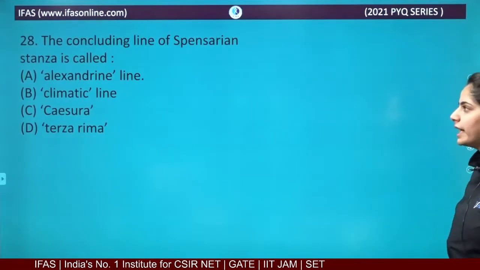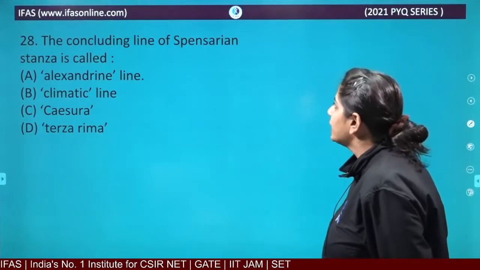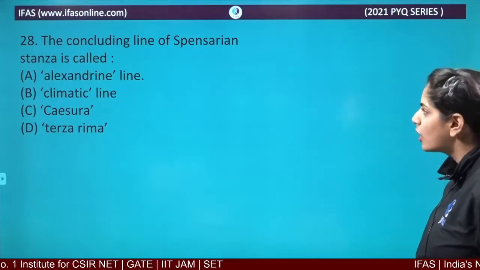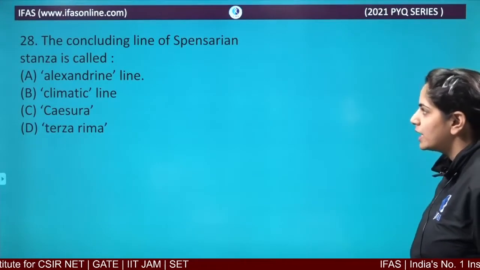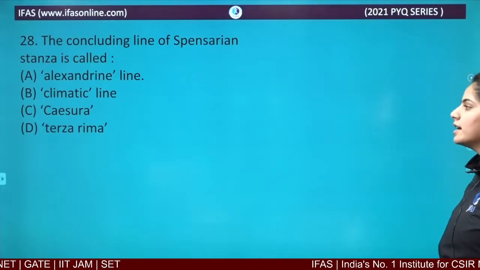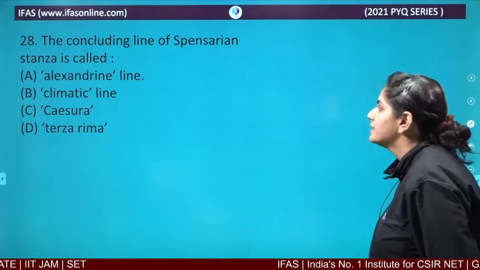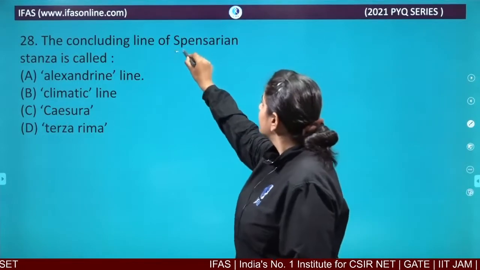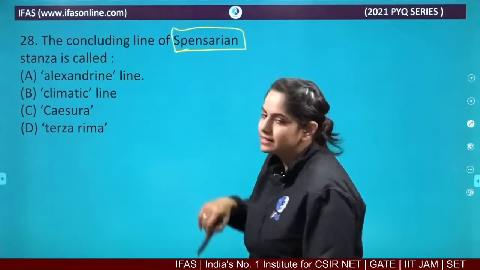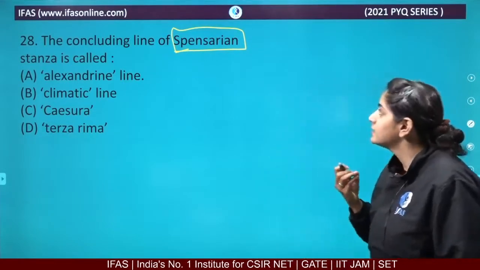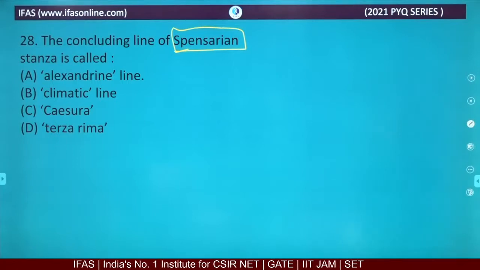Let's pay attention to the next question now. The concluding lines of a Spenserian stanza are called? Alexandrian line, climatic line, caesura, or terza rima. The concluding lines of a Spenserian stanza. Now you should know what a Spenserian stanza is.